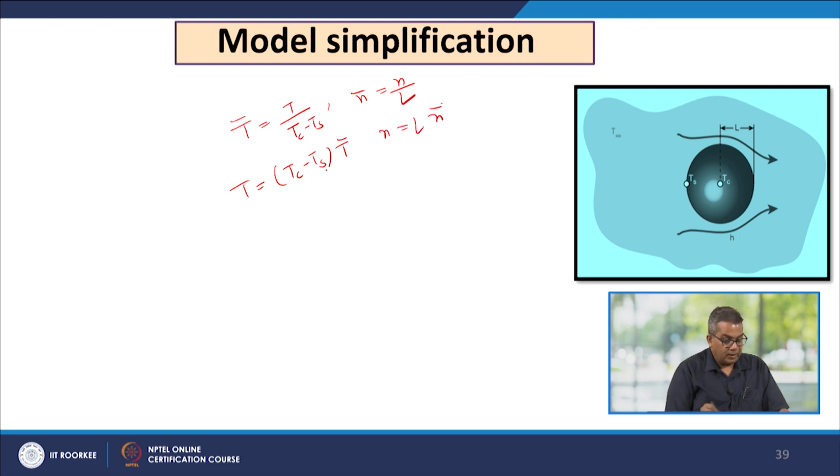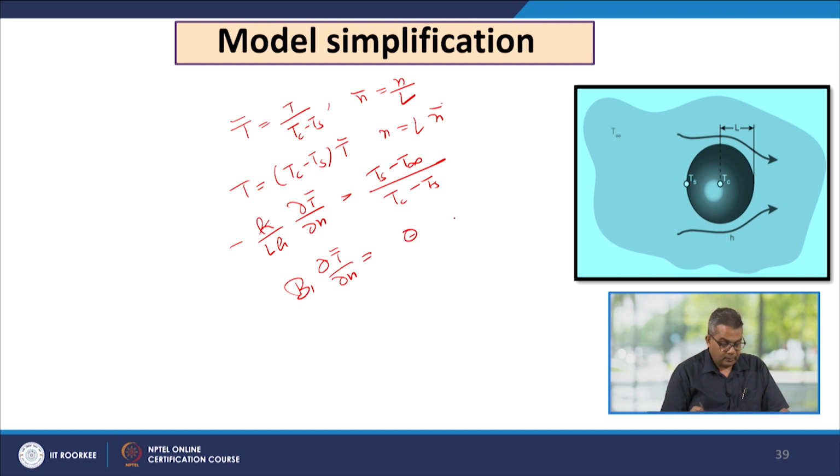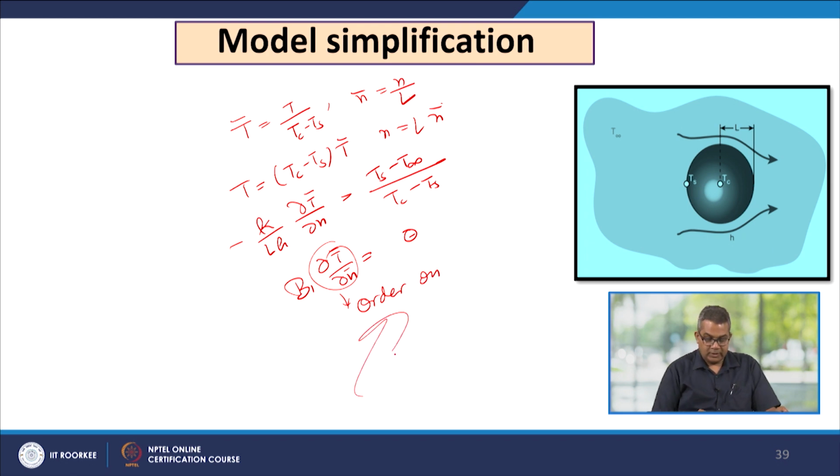Now, substituting these two in the original equation, this results in minus K (Tc minus Ts) over L times ∂T bar over ∂n bar equals h (Ts minus T infinity), or if we represent it in terms of the Biot number, Bi times ∂T bar over ∂n bar. Now this ∂T bar over ∂n bar is of order 1, and the same analysis is applied over here.